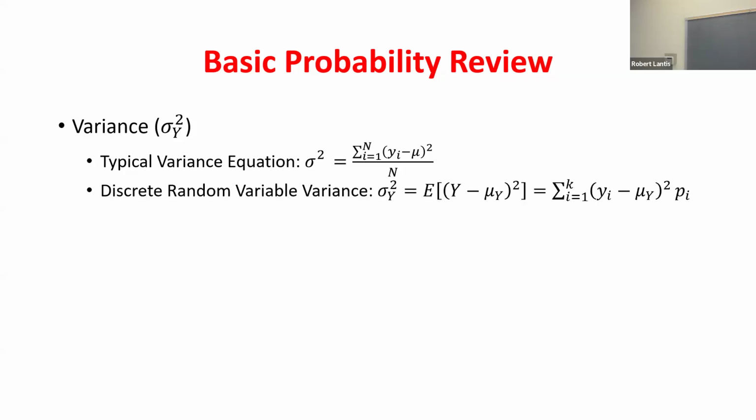We can do this for a discrete random variable as well. It looks pretty similar. We go through every observation, we take the value that we see, subtract the mean of that discrete random variable, square it. The only difference is we then multiply by the probability we saw that value for y.